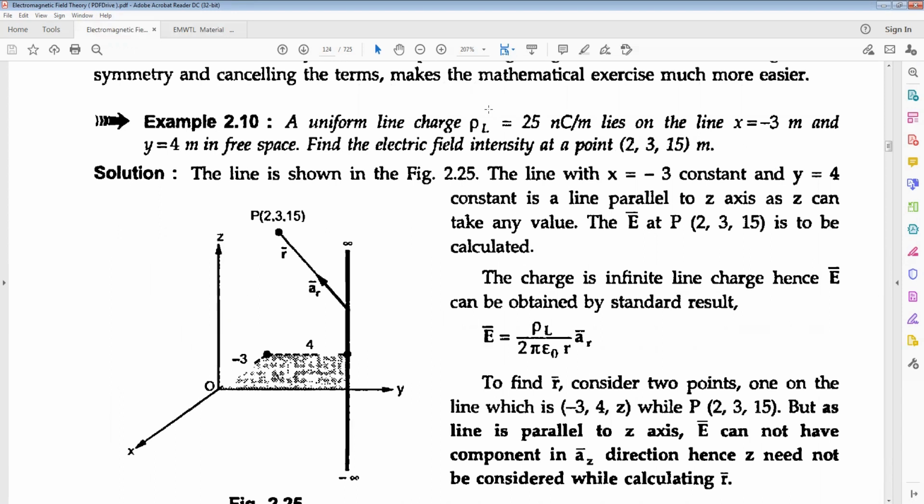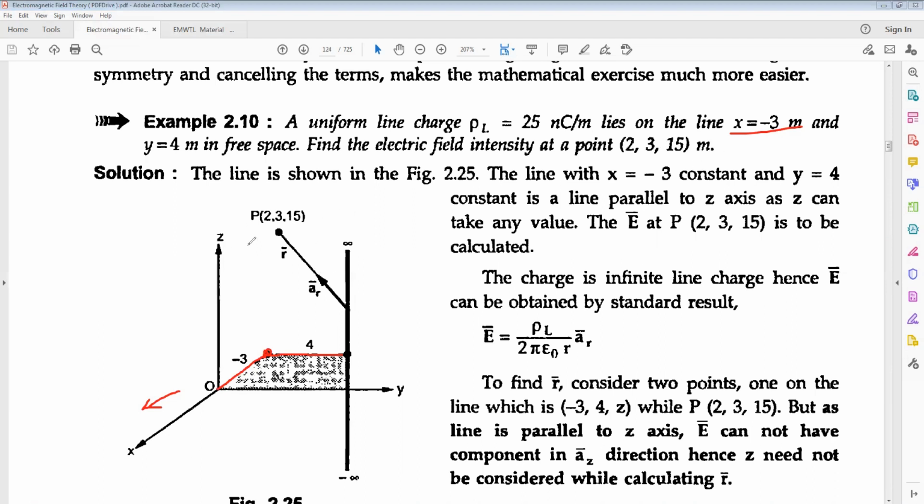That is a uniform line charge. A uniform line charge rho L is equal to 25 nanocoulomb per meter lies on the line x is equal to minus 3 meters. So here, minus 3 meters is on the opposite side of the x-axis. X is positive in this direction, and because x is minus 3 meters, it means the opposite side. 3 meters here, and y is 4 meters, in free space. Find the electric field intensity at the point (2, 3, 15) meters.